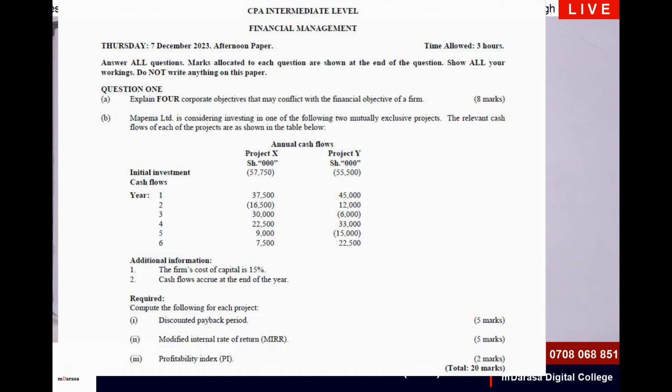Then additional information, a good examiner is telling us that the firm's cost of capital is 15%. Note 2, the cash flows accrue at the end of the year. Then required, a good examiner wanted us to compute the following for each project. That is discounted payback period, modified internal rate of return, as well as profitability index. So this is what our good examiner basically wants us to compute.